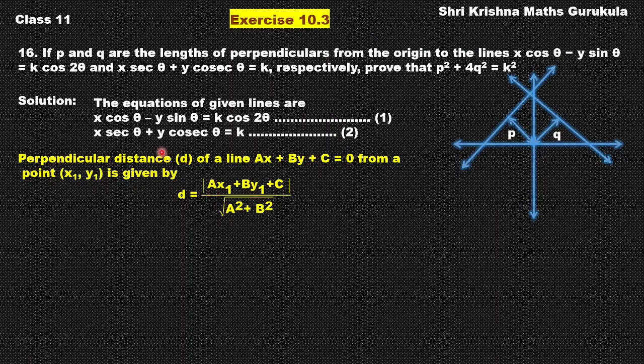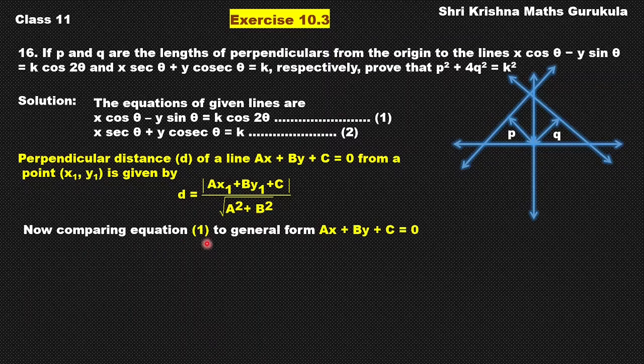Now, a will be the coefficient of x, b will be the coefficient of y, and c will be the constant. When you compare, you will get to know this. And in the denominator, it is the square root of coefficient of x square plus coefficient of y square. Very simple. This we have already understood. Just to help you recollect, I have explained it again.